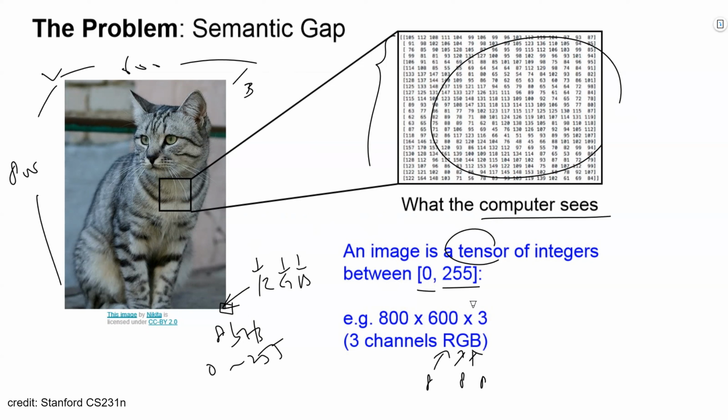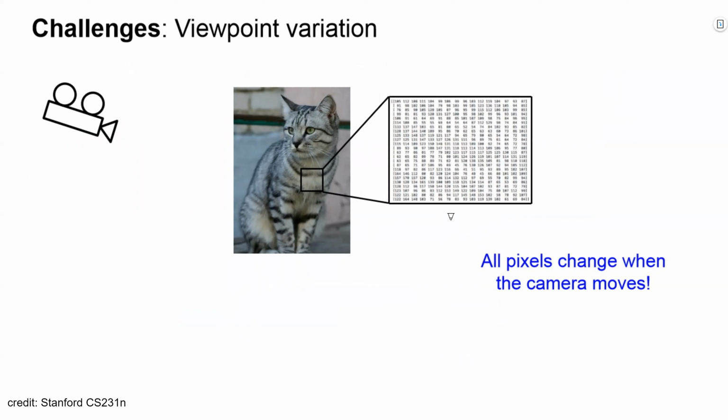And what I want to say is, by receiving these 800 by 600 by 3 numbers, the computer has to figure out the semantics in this image from these numbers. So there is a big semantic gap between what we see from these pictures and what the computer sees. And other factors make this image classification task very challenging.